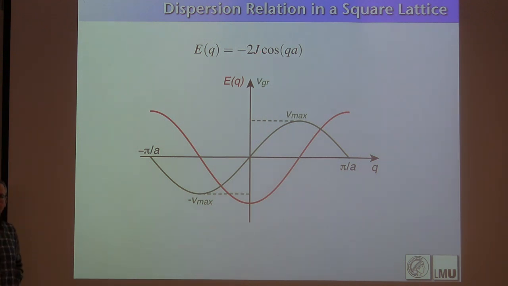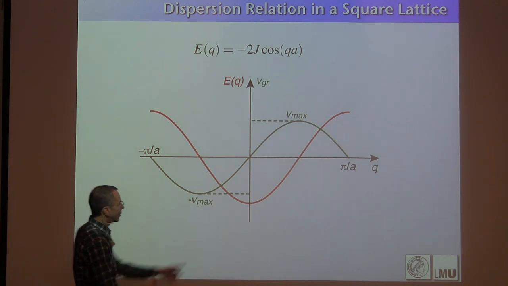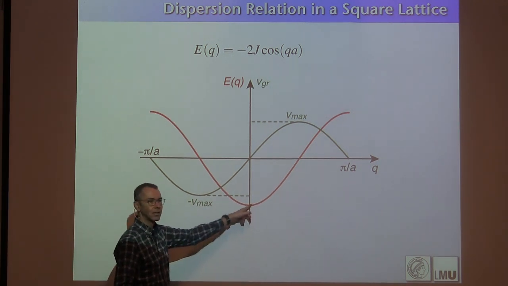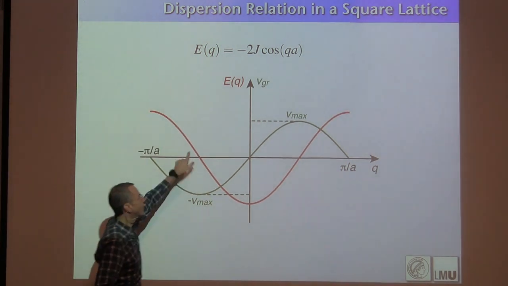J, that was the tunnel coupling, told you how strongly these wells are actually coupled to each other. That depended on the lattice depth exponentially. And then the dispersion has this very simple form in this band. This was the Q equals 0 state, the ground state. This is the Q equals pi state, the highest excited state, and everything in between.